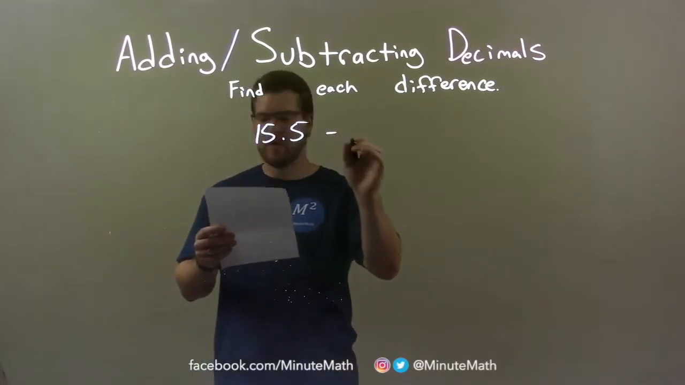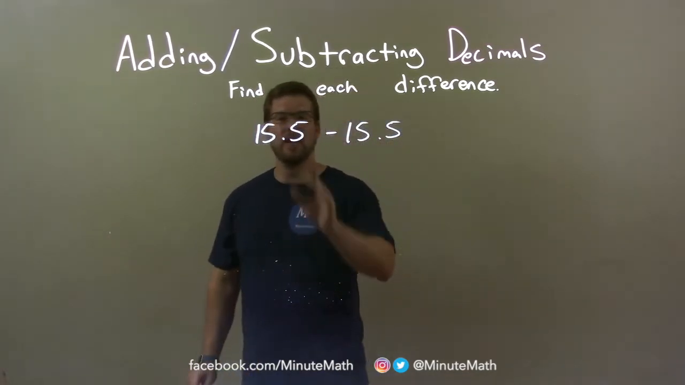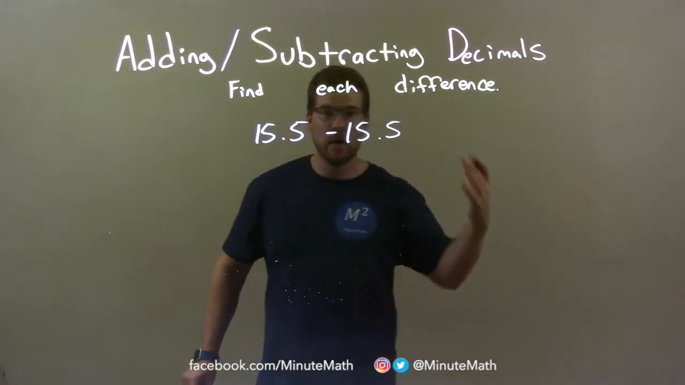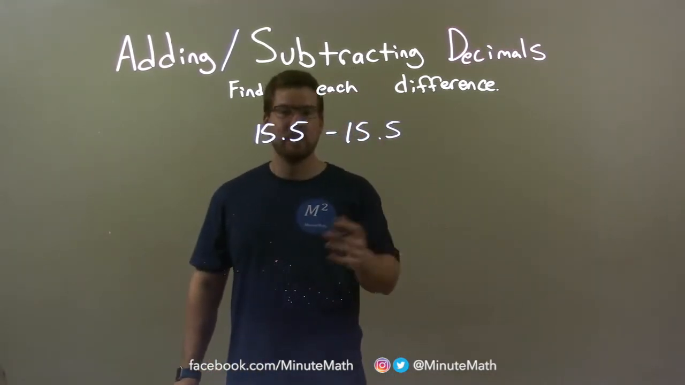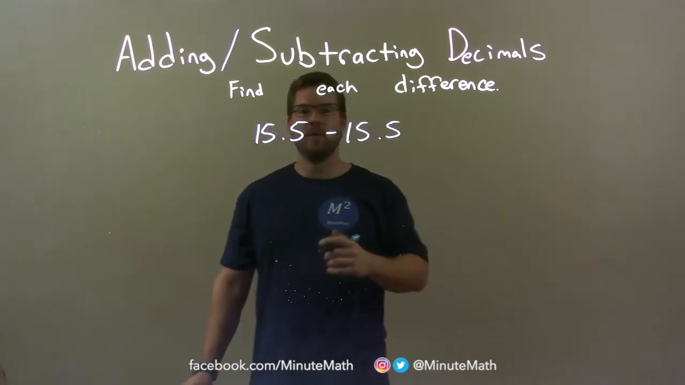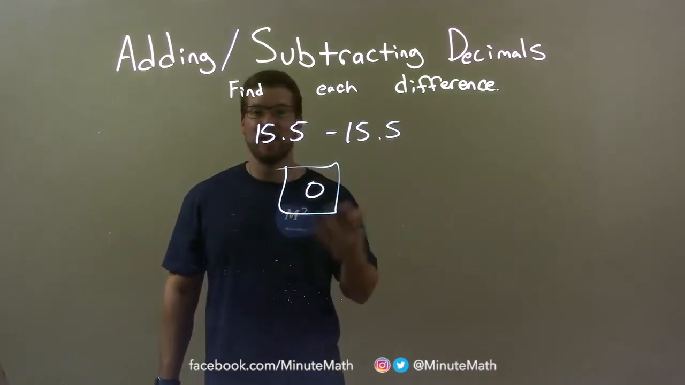15.5 subtracted by 15.5. Since we're taking a number and subtracting the same number from it, they cancel each other out. That will happen for all numbers that are the same. So 15.5 minus 15.5 is just going to be 0. So there's our final answer, I'll put a box around it.